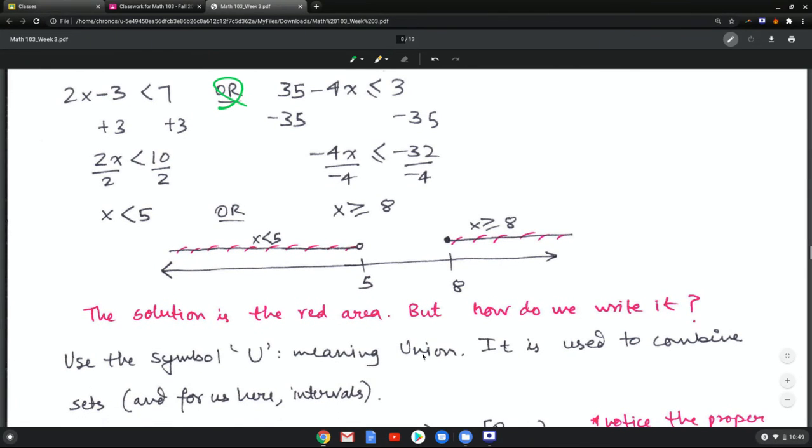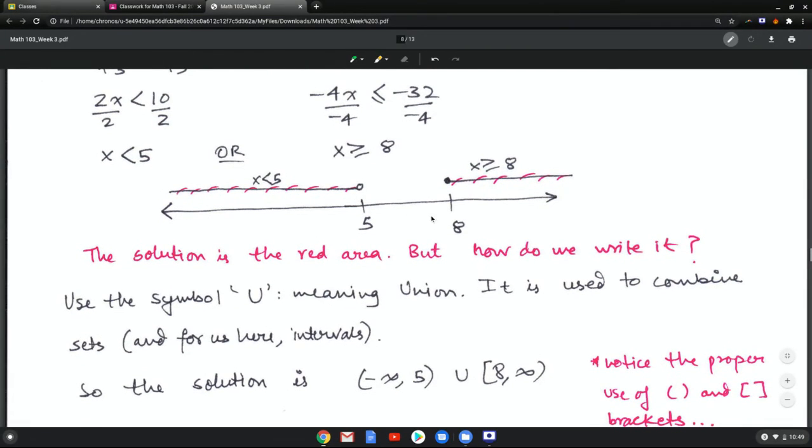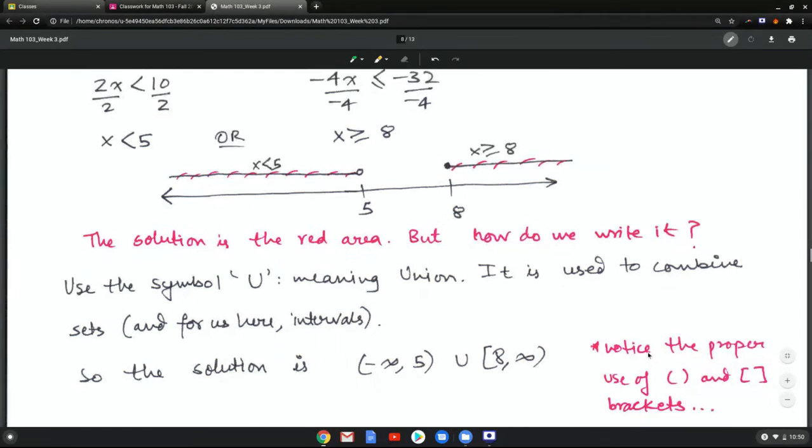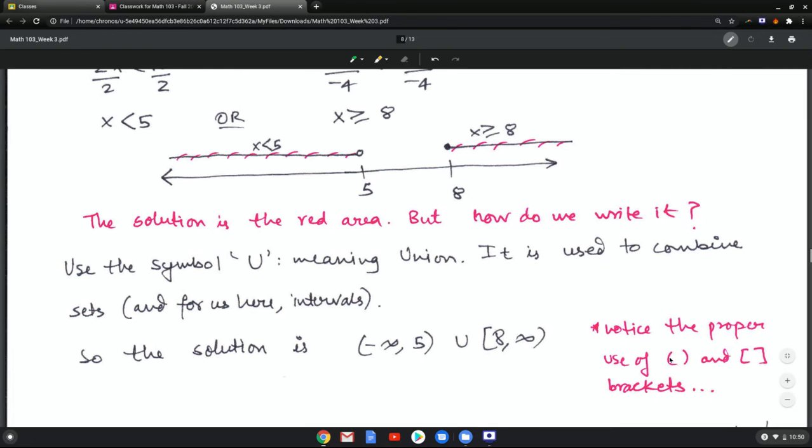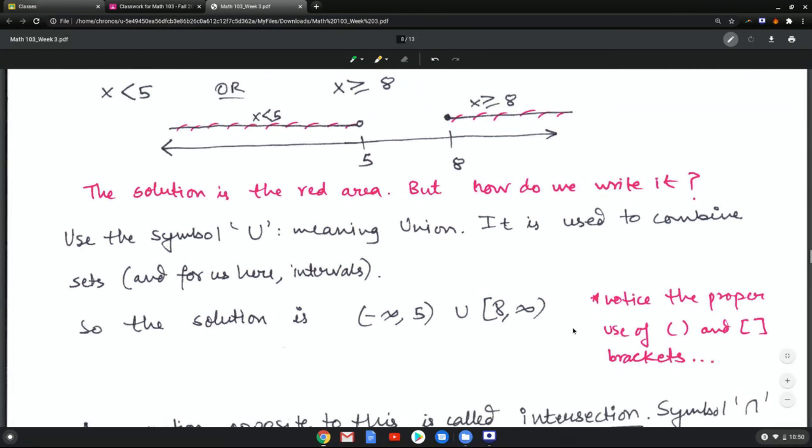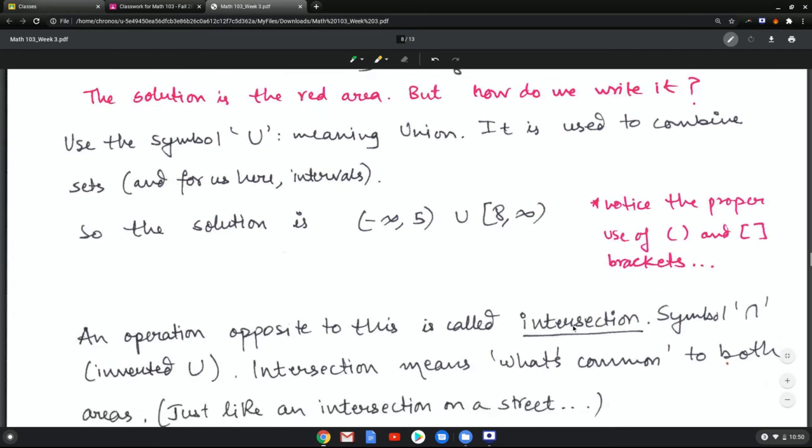So we use a union symbol. It's used for combining sets, and in this particular example here, combining intervals. So the solution is going to be negative infinity to 5 union 8 to infinity. Again, notice the proper use of the square bracket and the round bracket, depending on if the endpoint is included.